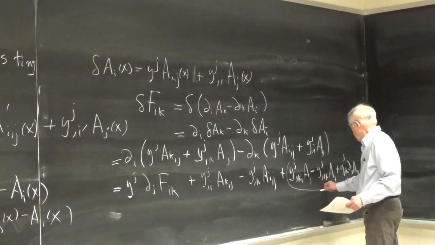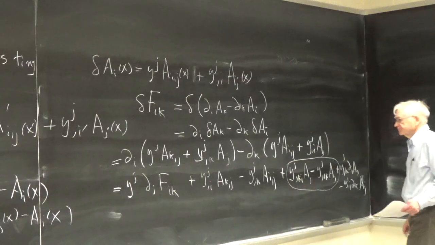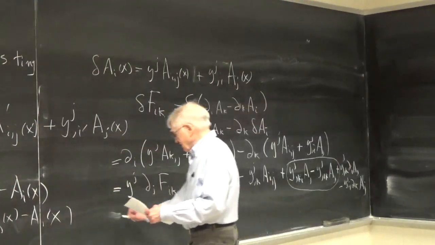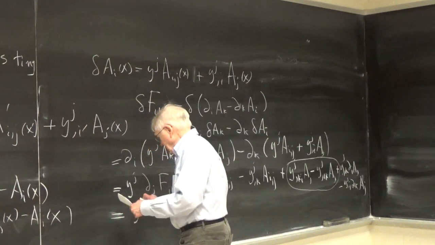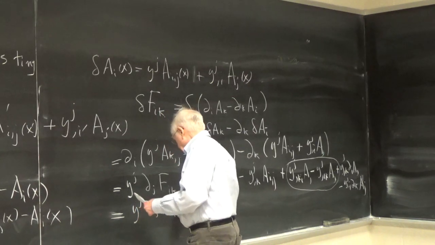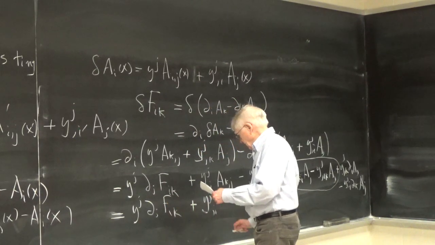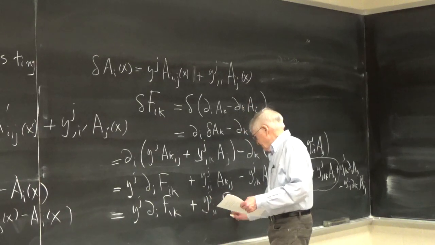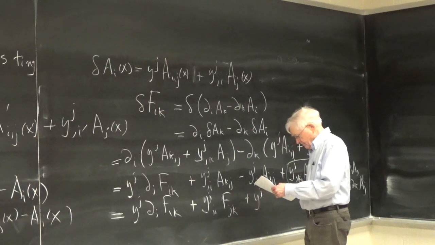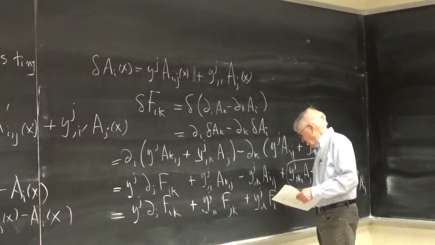All right, so let's just notice that we can forget what's in the circle. And if we combine what's left together, what we get is y^j ∂_j F_{ik} plus y^j_{,i} F_{jk} plus y^j_{,k} F_{ij}.